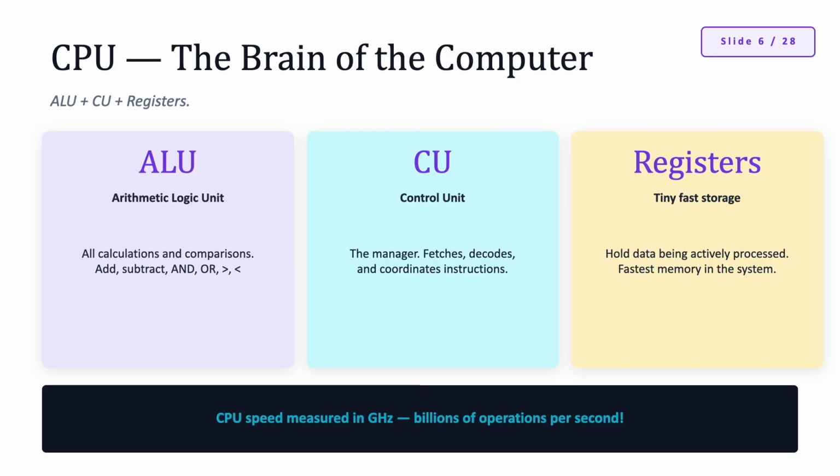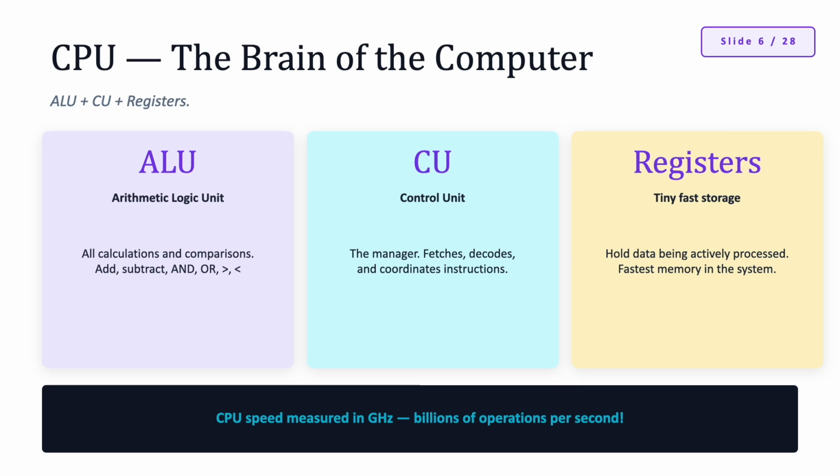The CPU is the central processing unit, the brain of the computer. It has three parts. The ALU, arithmetic logic unit, does all calculations and comparisons: addition, subtraction, AND, OR, greater than, less than, all happen here.